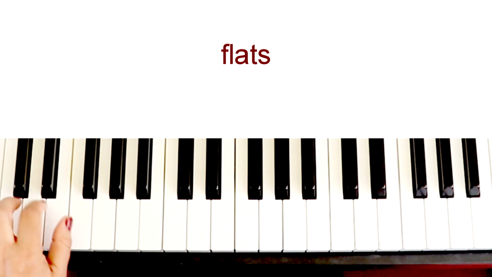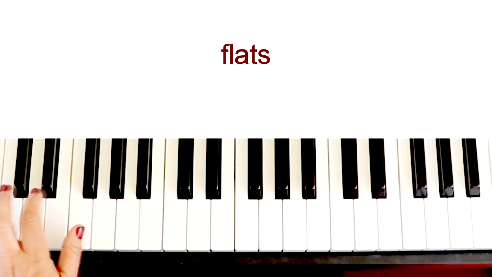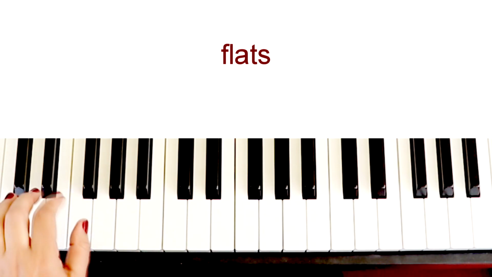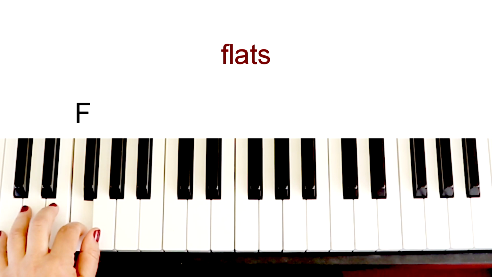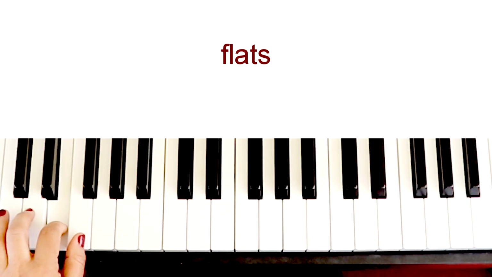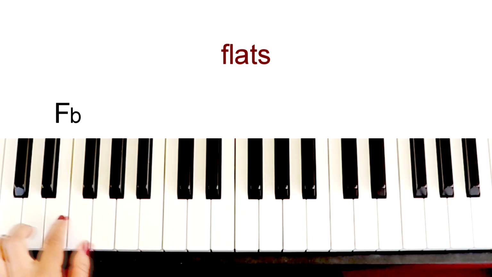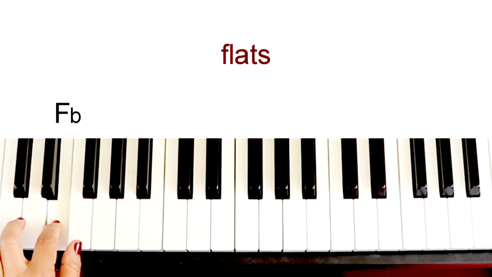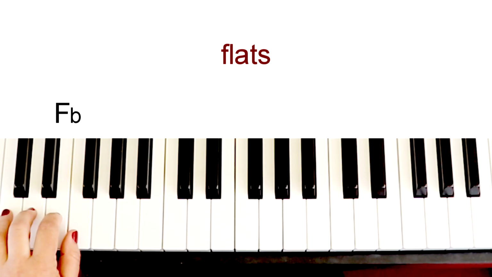And just like we saw in sharps, not all flats are black keys. For example, here's an F. If I go to the left, I get to a white key, and we know that we can call that note E. But we also know that another name for E is F flat. And again, we would spell it F flat for the same reason that I just explained, because it would serve a different function in music theory.